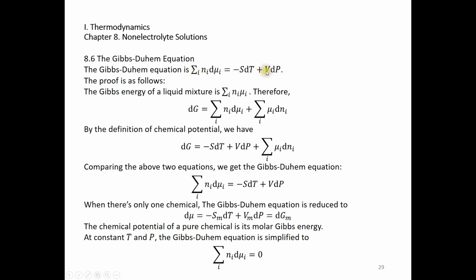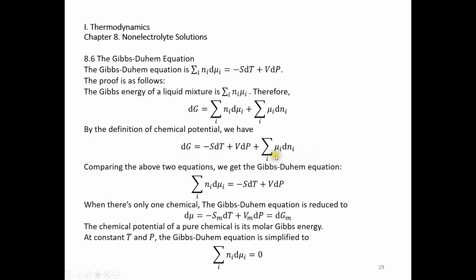We can prove this equation, and then we'll talk about the applications of the Gibbs-Duhem equation. First, let's look at the proof. The Gibbs energy of a liquid mixture is the sum of Ni mu i. This is not obvious. We can prove this starting from the definition of the chemical potential.